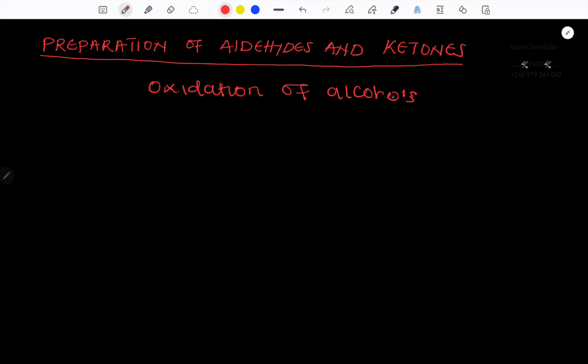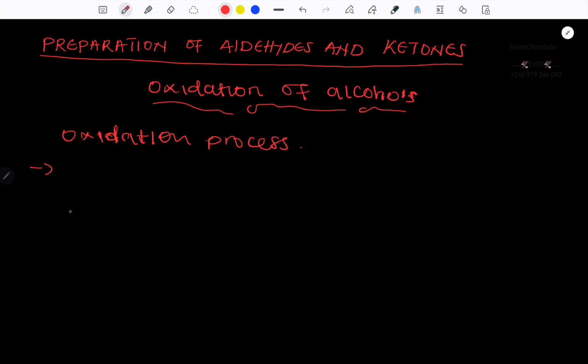Okay, so before we go there, let us first explain the meaning of the term oxidation. So we need to know the meaning of the term oxidation. So number one, let us focus on oxidation process.